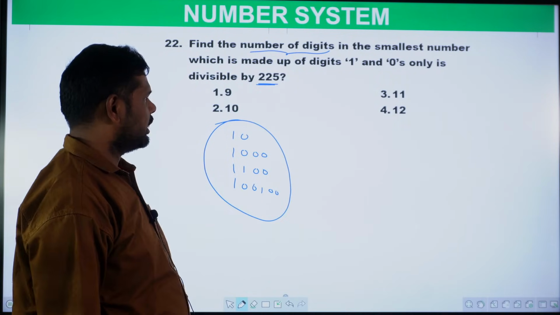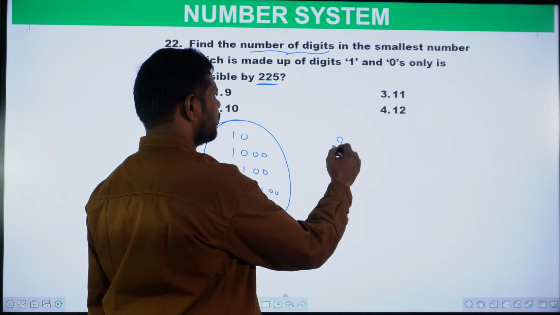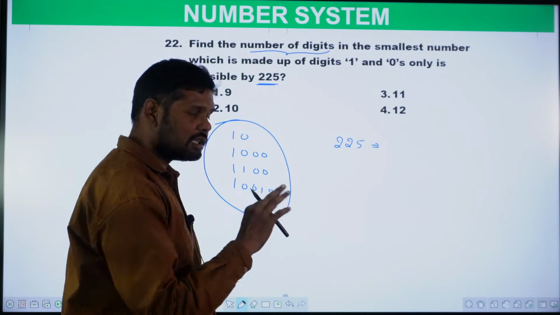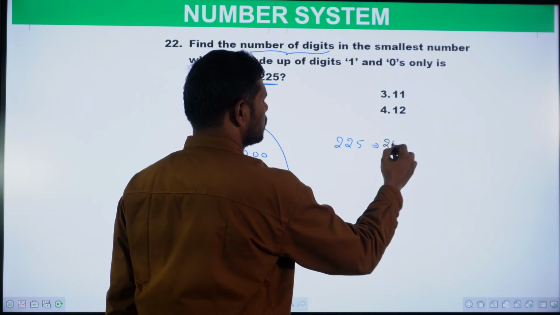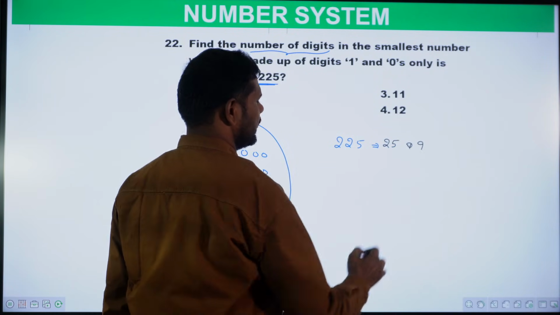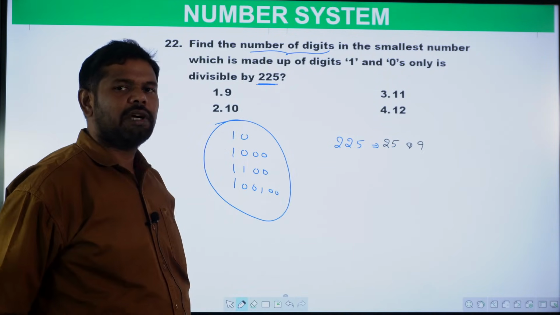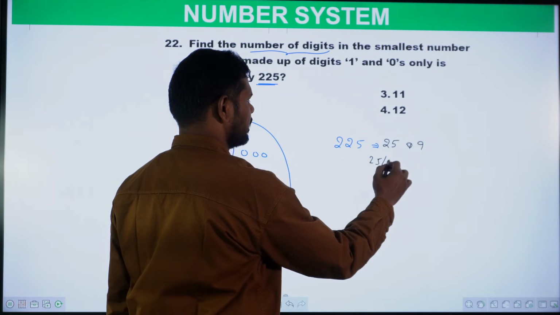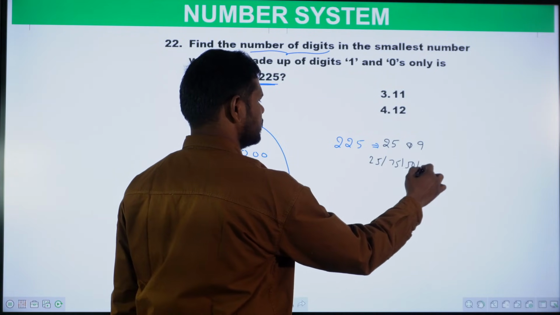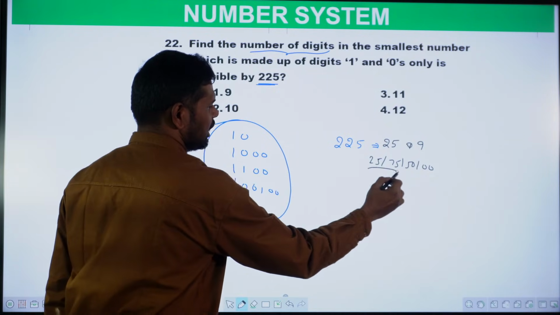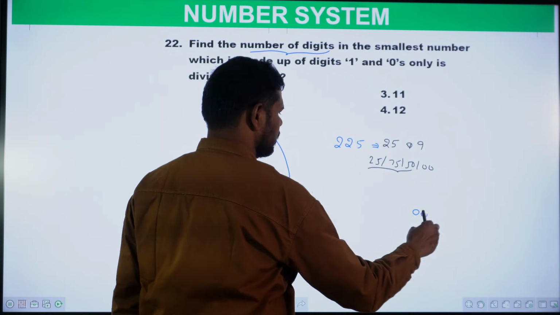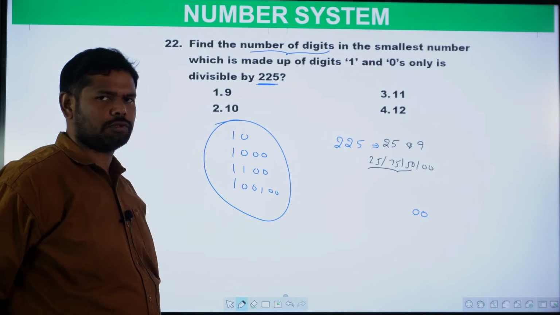Right. A number divisible by 225 must be divisible by both 25 and 9. 25 times 9 is 225. Any number divisible by 25 has last two digits either 25 or 75 or 50 or 00. Here the first three are not possible, only zeros and ones are there. That's why that number has its last two digits as zeros.